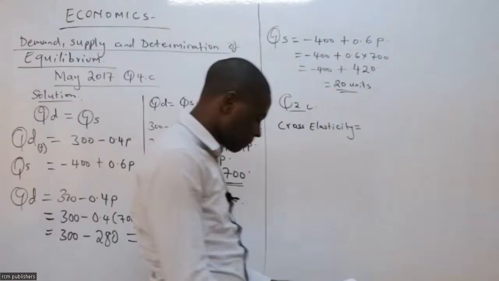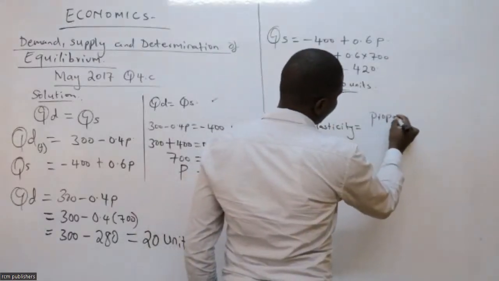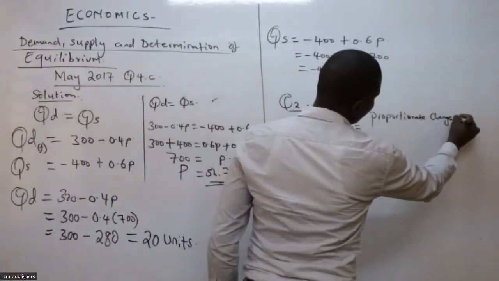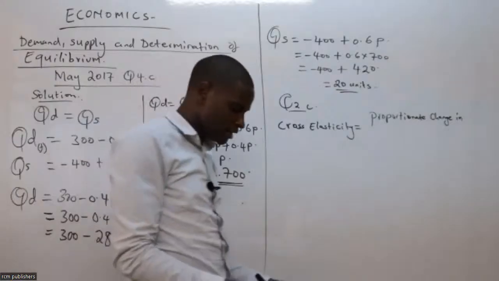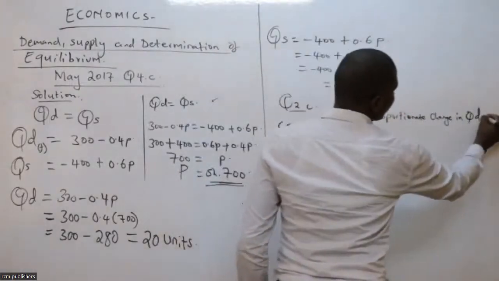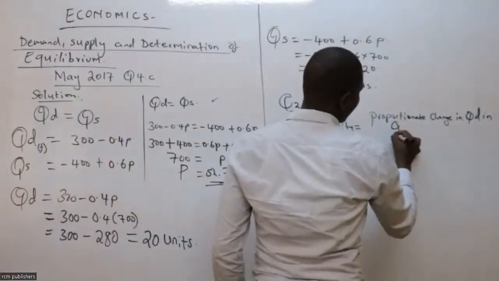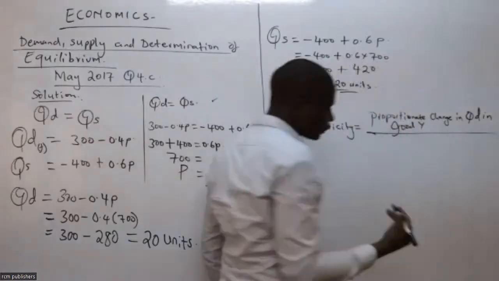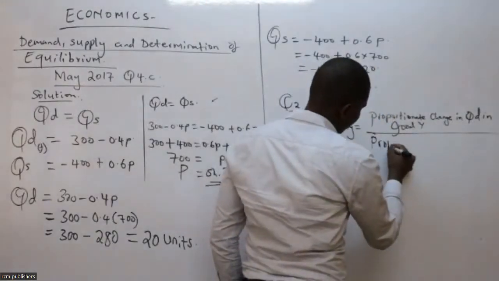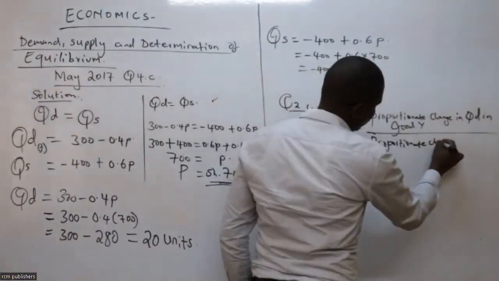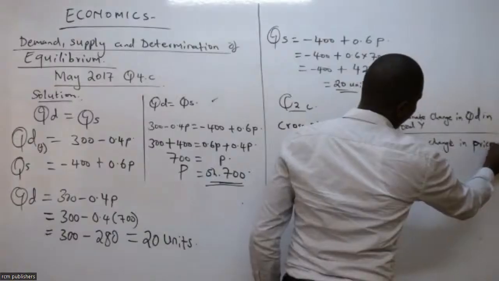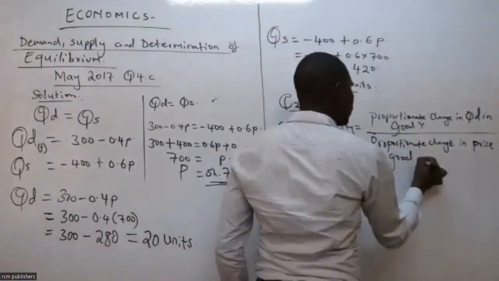The formula is the proportionate change in QD, in quantity demanded of good Y, divided by the proportionate change in price. Remember, we shall be dealing with the price of good X.